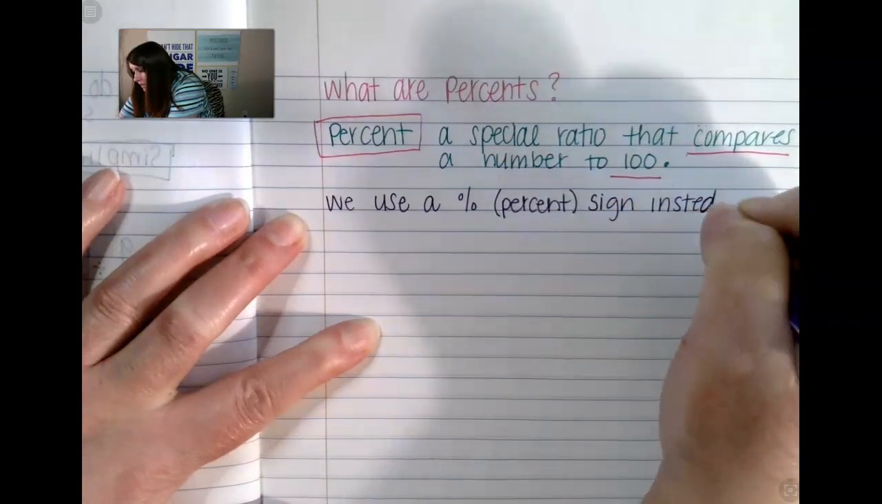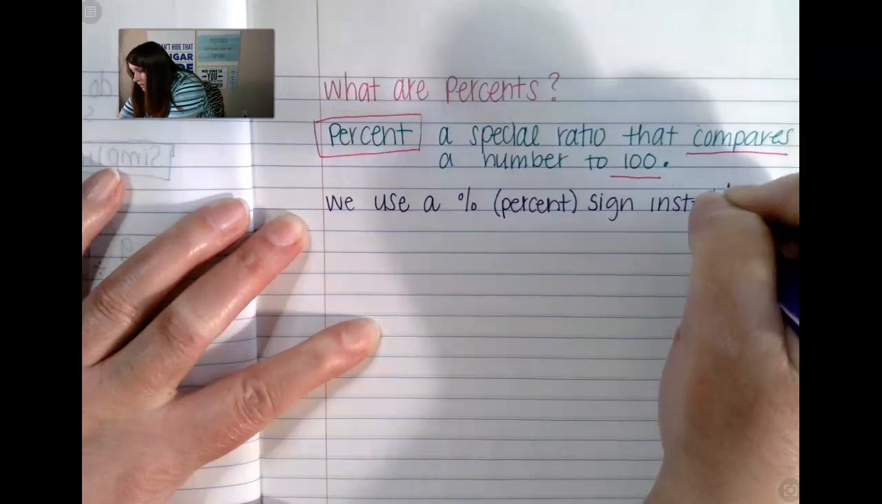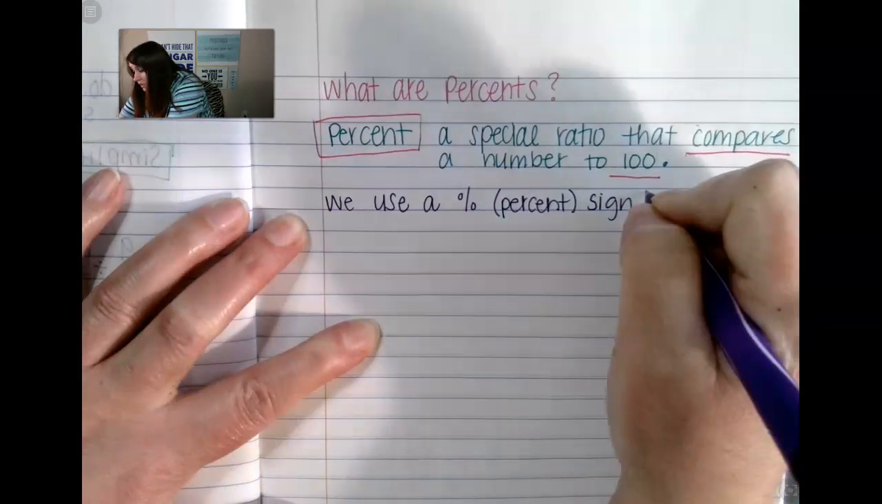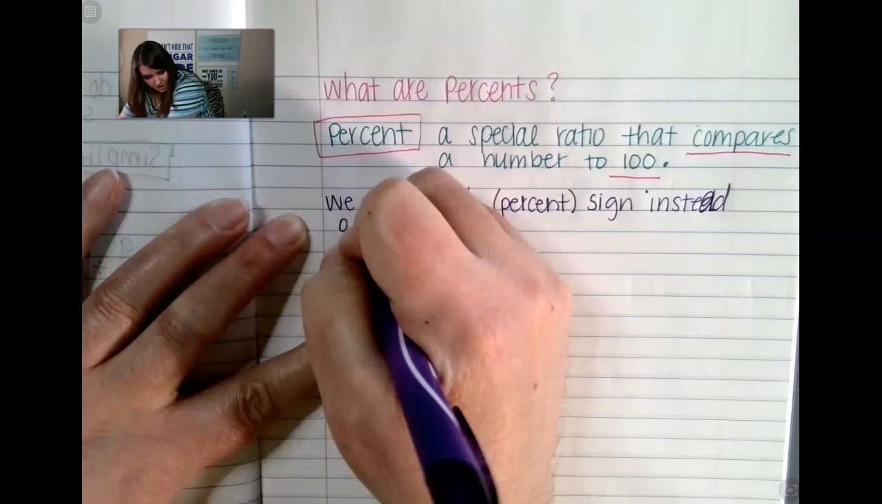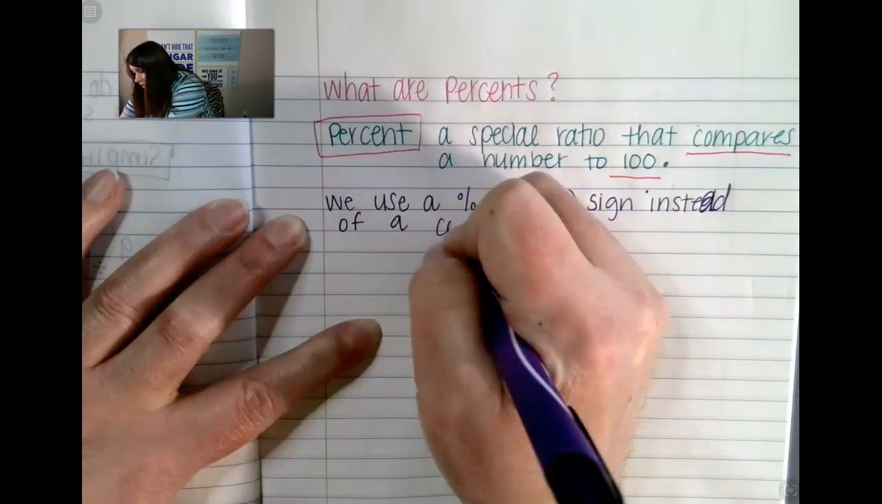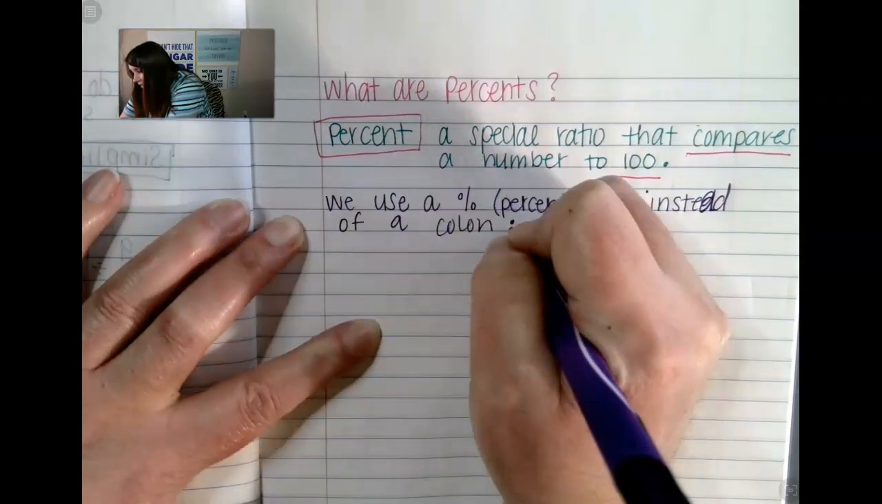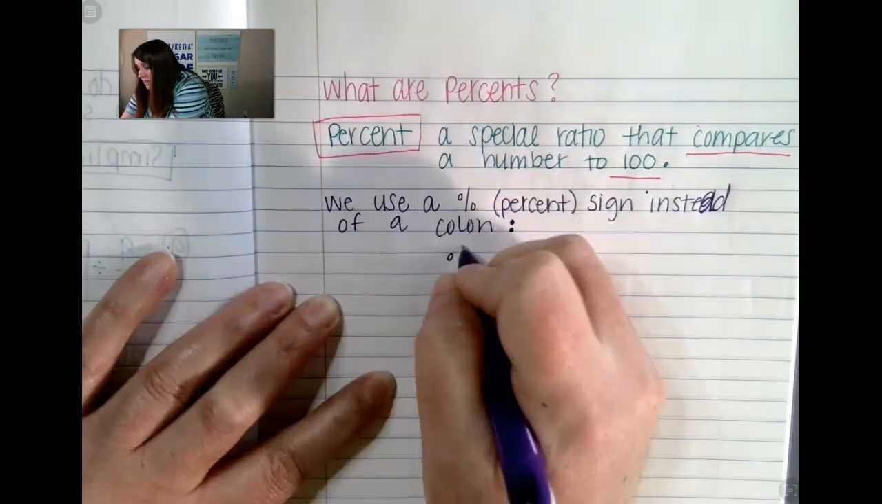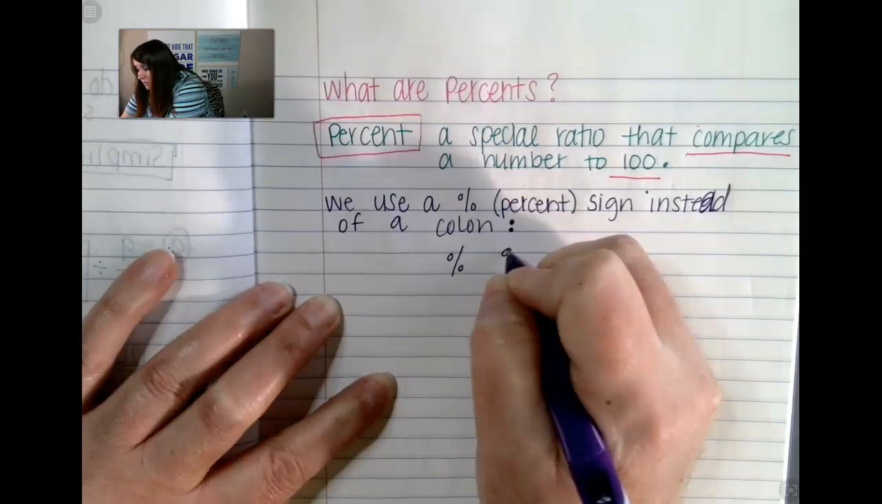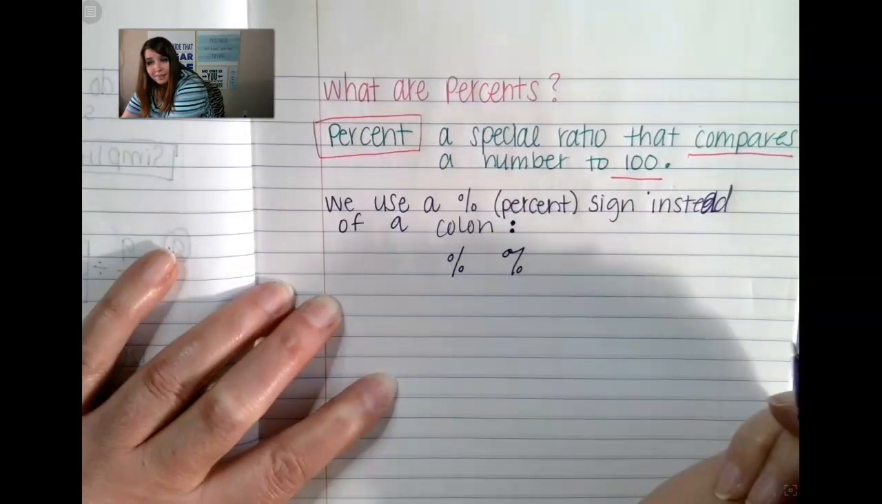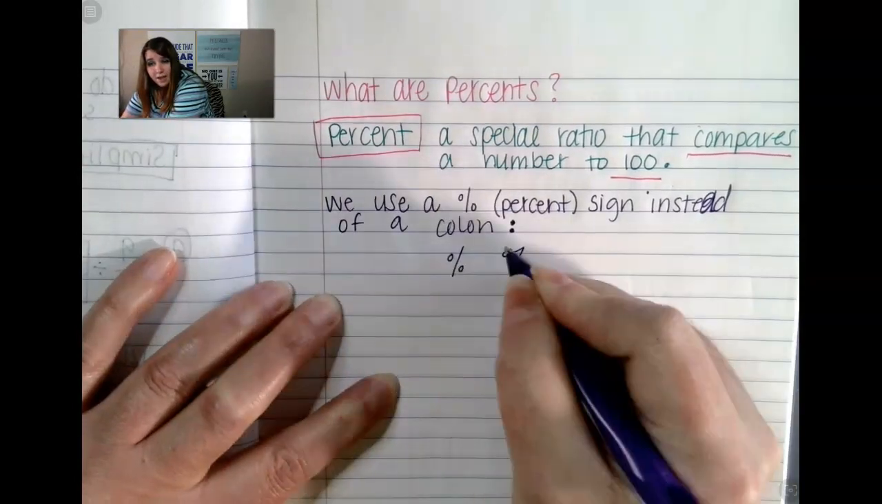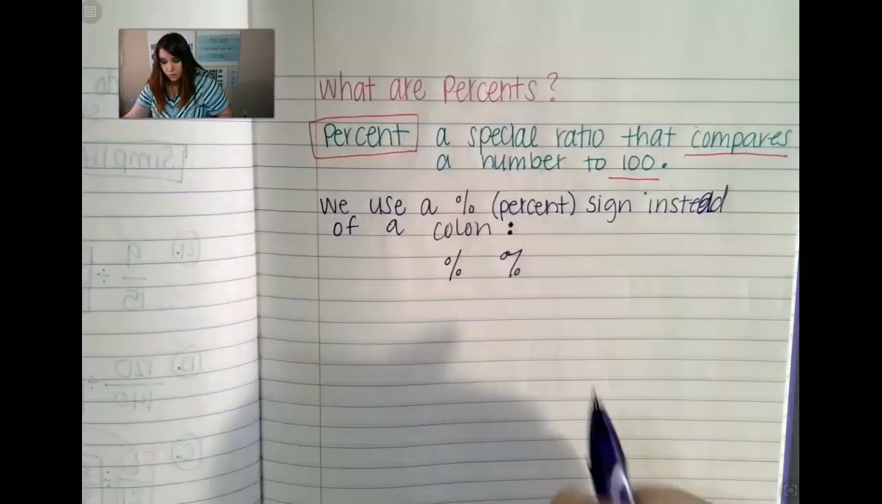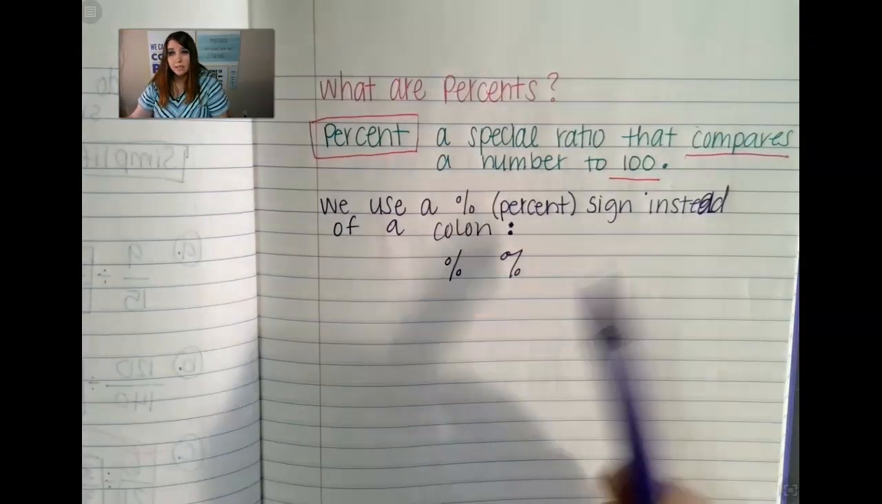Oops, that should be an A instead, sorry, I spelled that wrong. Instead of a colon, like the dot. Okay, so percent signs. Sometimes people write their percents like this, sometimes they write them like that. Both are a percent sign. Okay, so either way, those are percents.